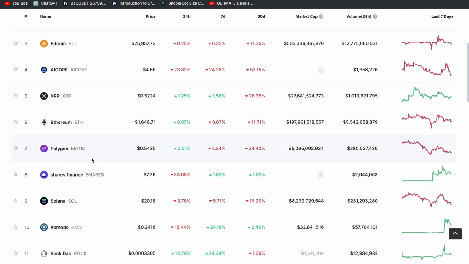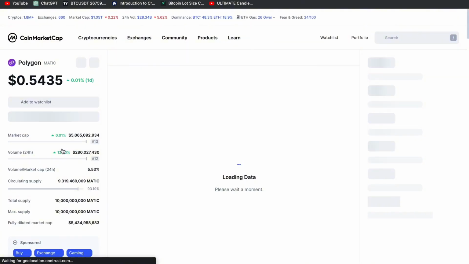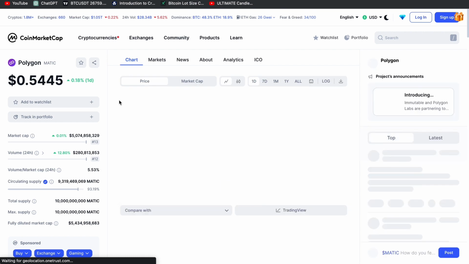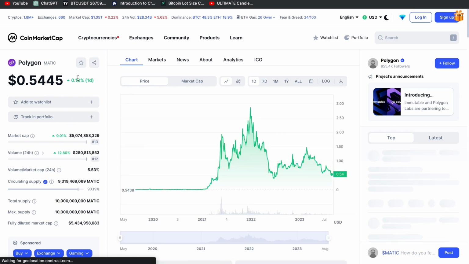So let's select Matic Polygon. So we just click on Polygon here. So when you click on the pair that you want to trade, now there are two things you should be looking at: the news section and how the trading volume is. So looking at Matic here, we can see it's about to rise because people are currently trying to buy it.